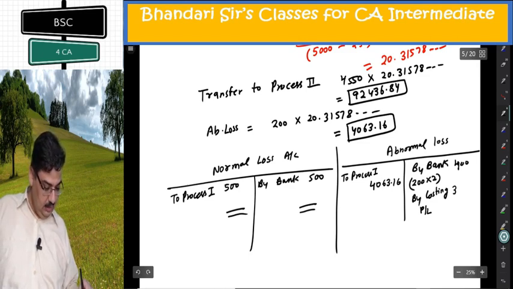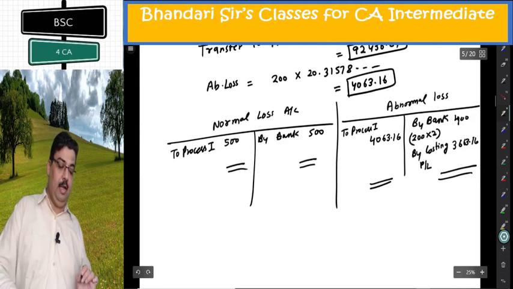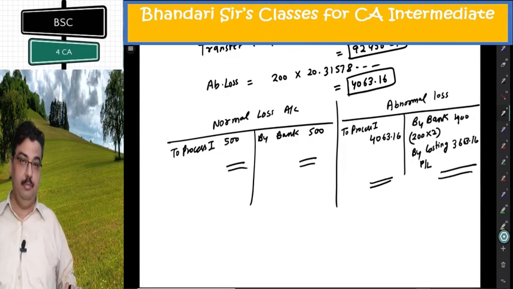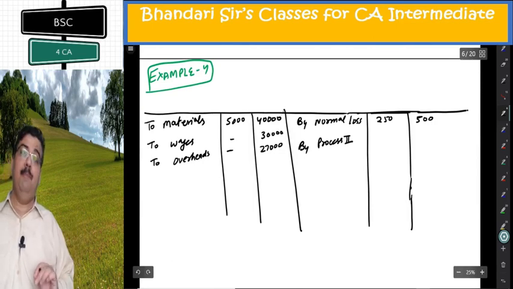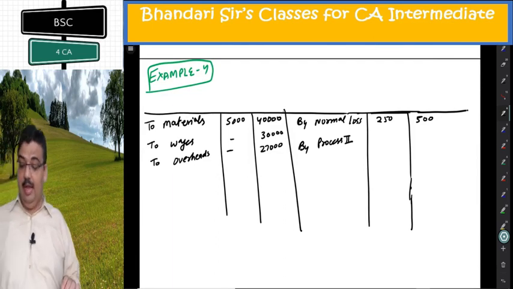That is 3663.16. That is a complete treatment of abnormal loss as per example number 3. Now in example number 4, again basic data is same. The units produced are 4850.